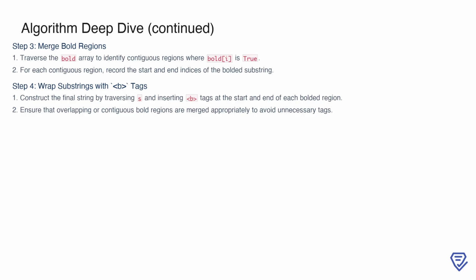This involves traversing the bold array to identify contiguous segments where bold[i] is true. For each of these regions, we record the start and end indices to represent the bolded substring. Once the regions are identified, we construct the final string by iterating over S and inserting B tags at the start and end of each bold region. Overlapping or contiguous bold intervals are automatically merged during this process, ensuring we avoid unnecessary or redundant tags. This structured approach gives us the desired output with all matching substrings properly highlighted.